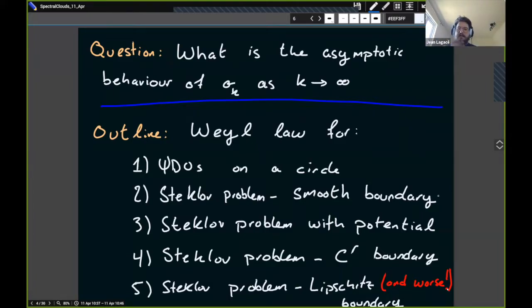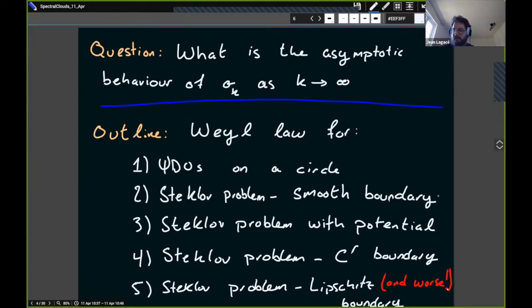And the ideas that are present in these two papers, the one from these four people like 8 years ago and the Rozenblum paper, will be present in the last three parts as well, where we will investigate a Steklov problem with a potential, with C^R boundary, and with Lipschitz, and slightly worse even, boundary.